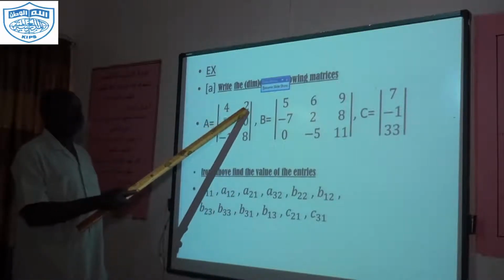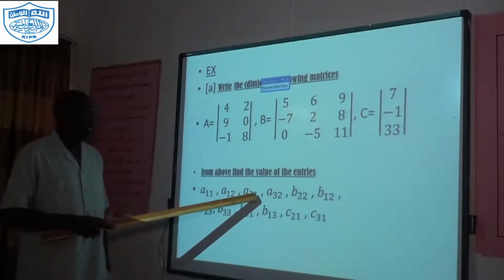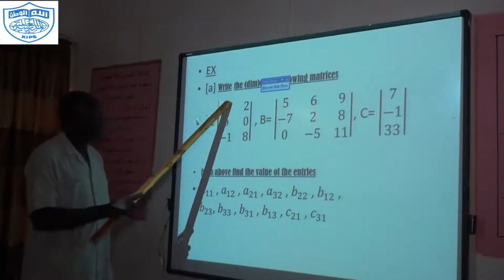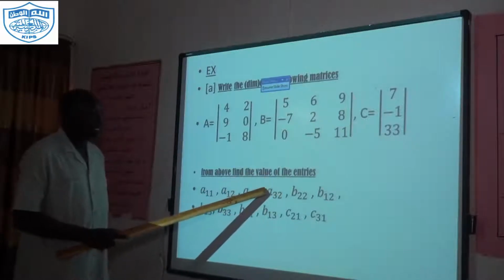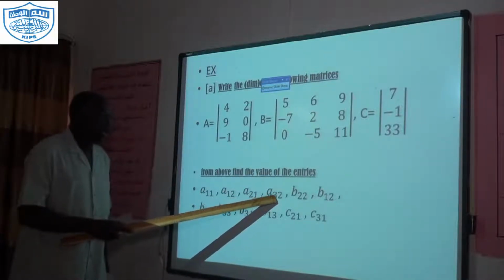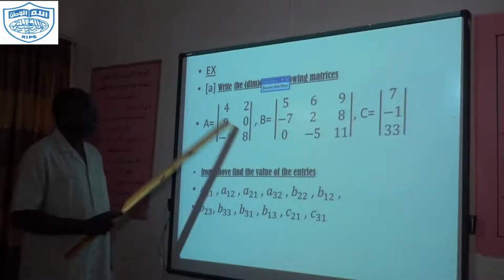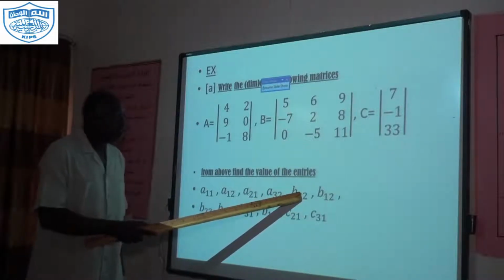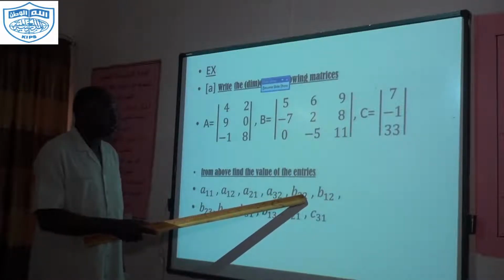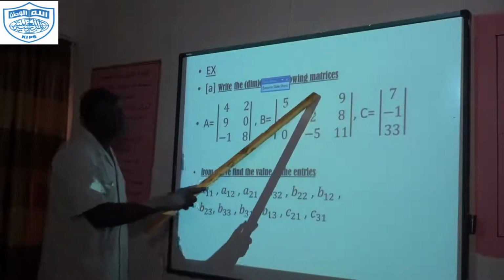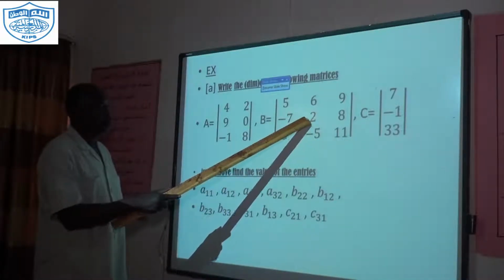So A12 equals 2. A21 means the element that lies at the second row and the first column. This is the second row and this is the first column. So A21 equals 9. A32 means the element that lies at the third row and second column. This is the third row and this is the second column. B22 is the element in matrix B that lies at the second row and second column. Therefore B22 equals 2.